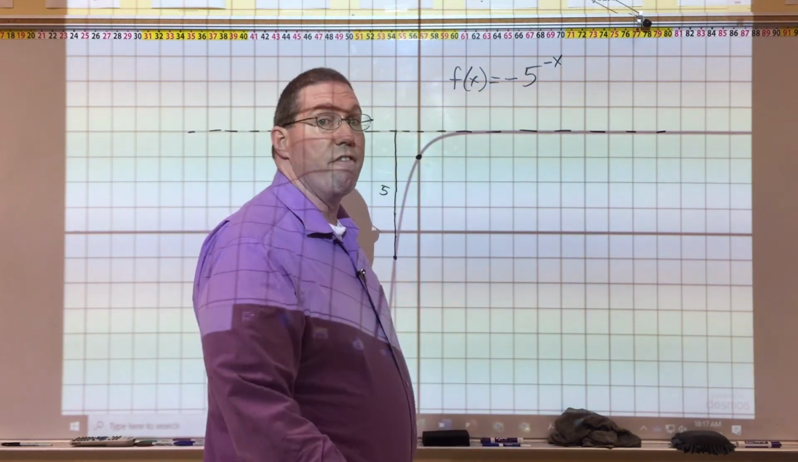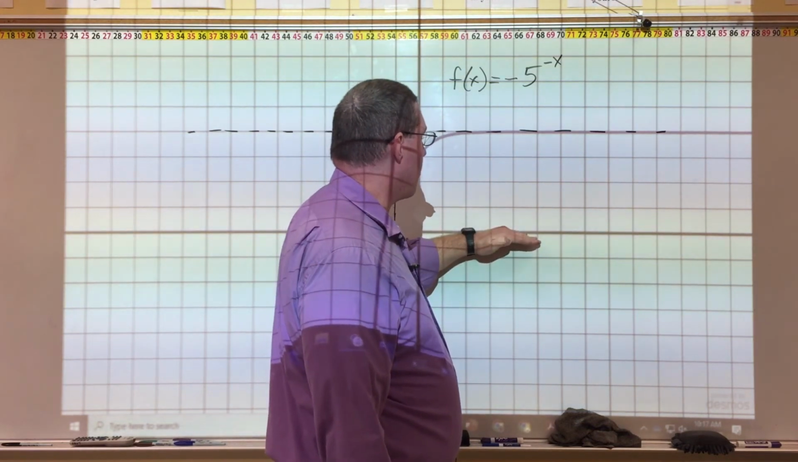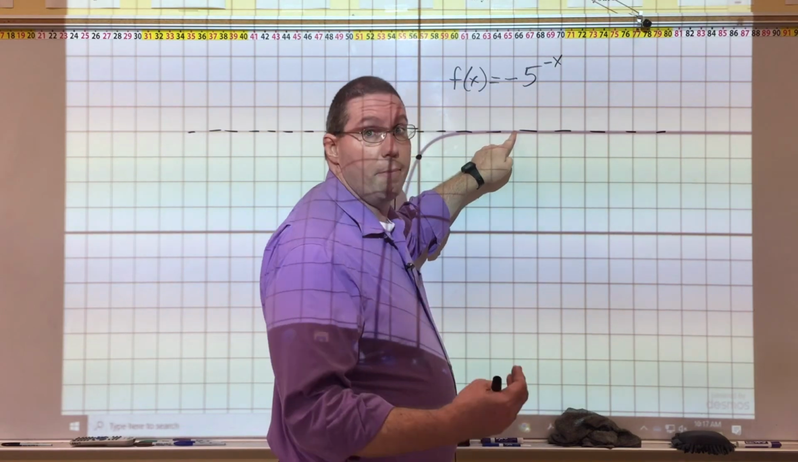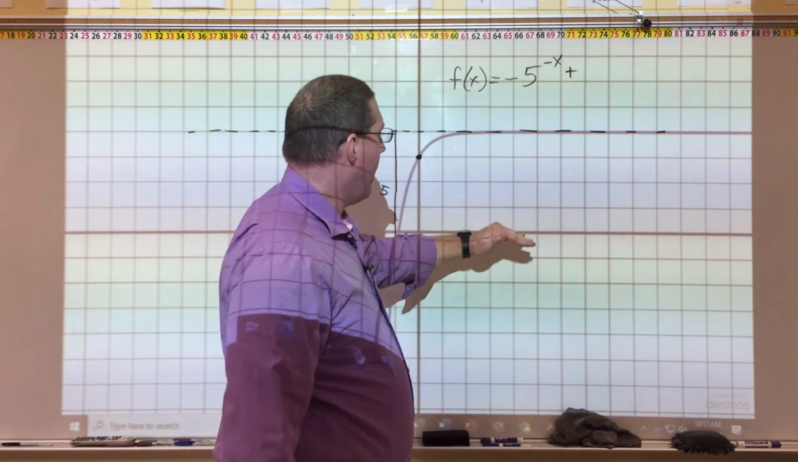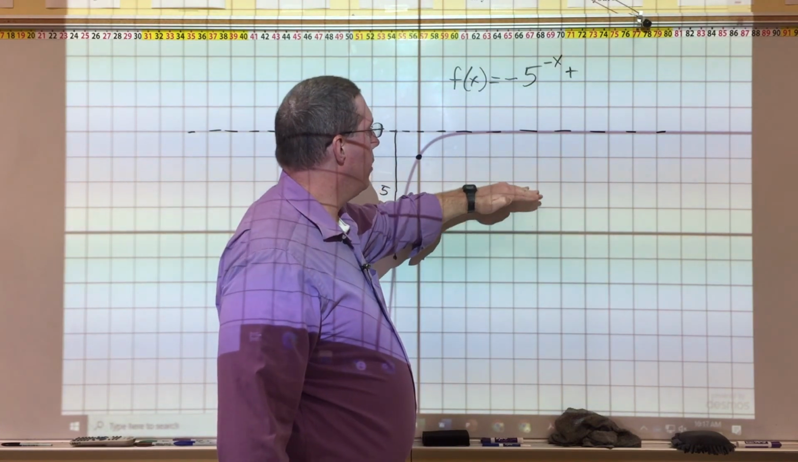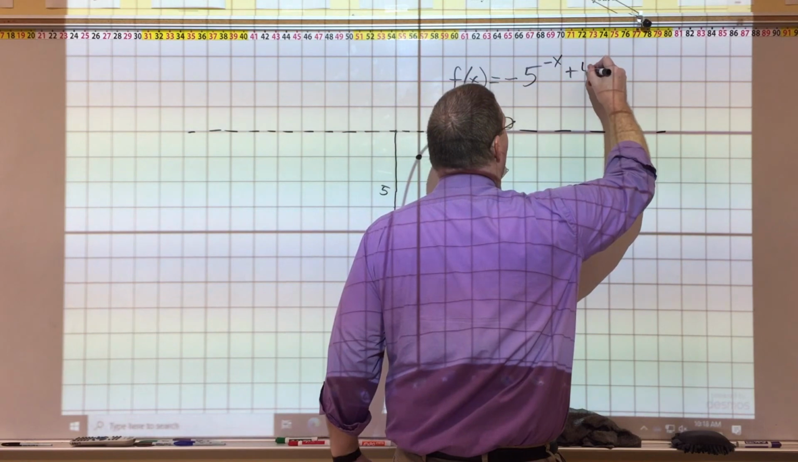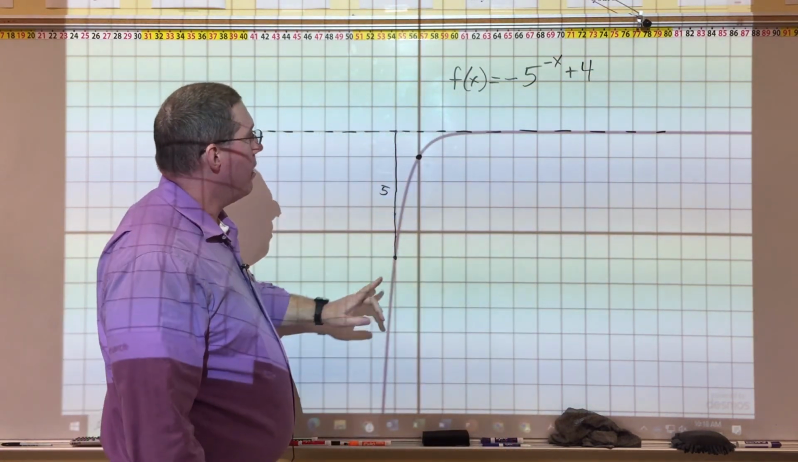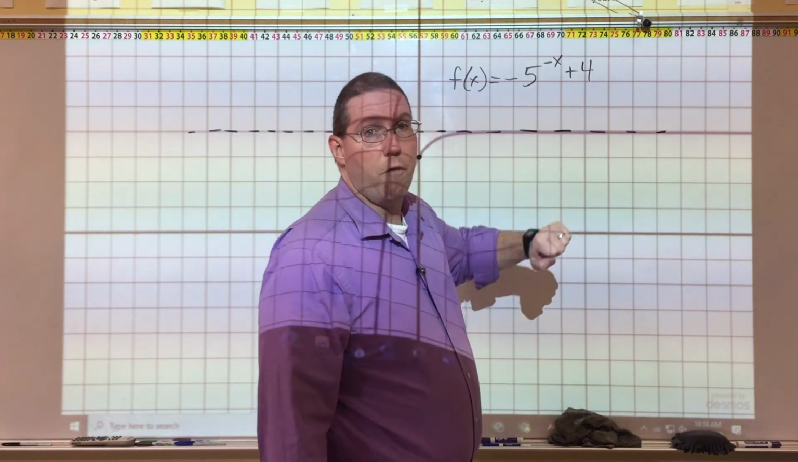Last thing we need is the vertical shift. Okay? So our vertical shift, here's the x-axis, and we have to go up to the asymptote. So we know we're going up, so there's going to be a plus. And how far are we going up? 1, 2, 3, 4 units. So it is a plus 4 shift. And therefore, the equation for this graph is negative 5 to the negative x power plus 4.